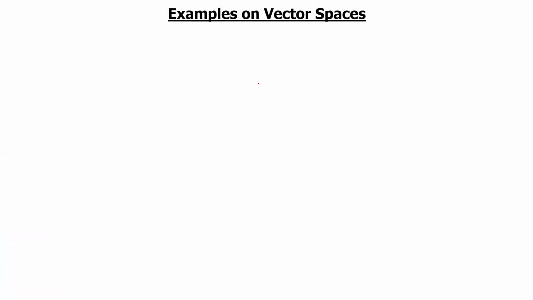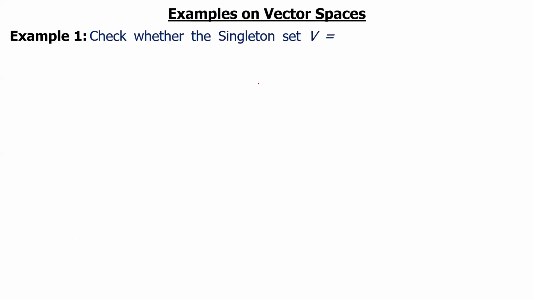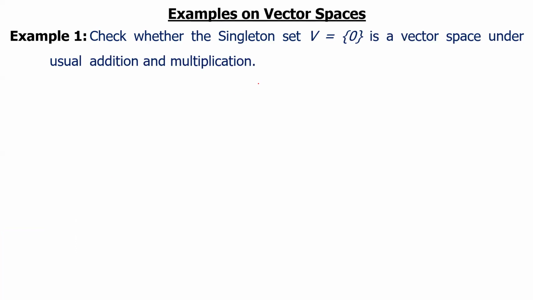In this lecture, we discuss some examples on vector spaces. Example number 1. Check whether the singleton set V equal to {0}, this is a singleton set which contains only the 0 element, is a vector space under usual addition and multiplication.